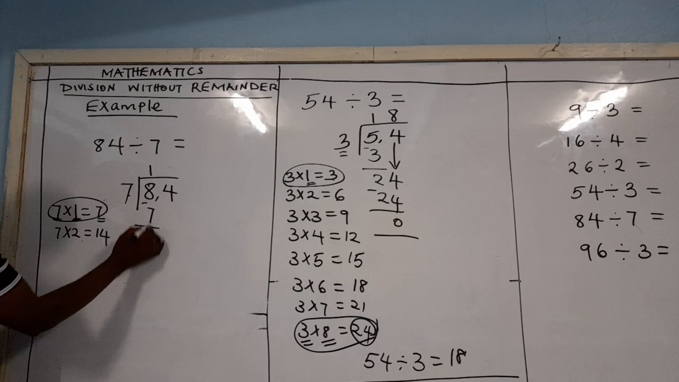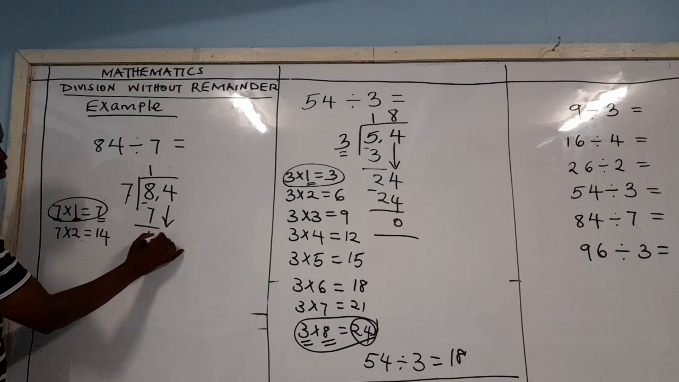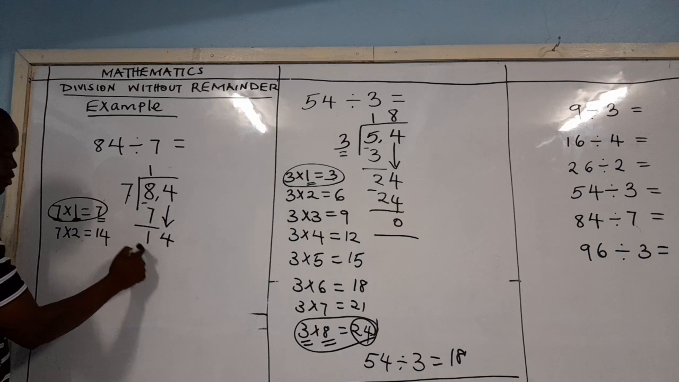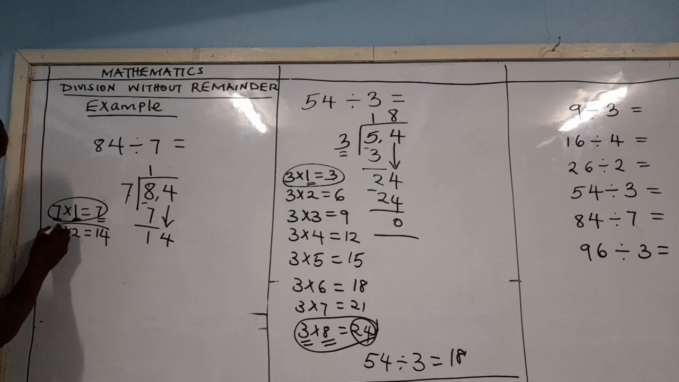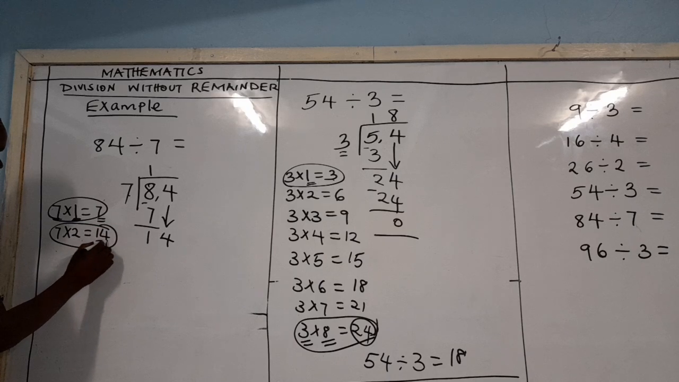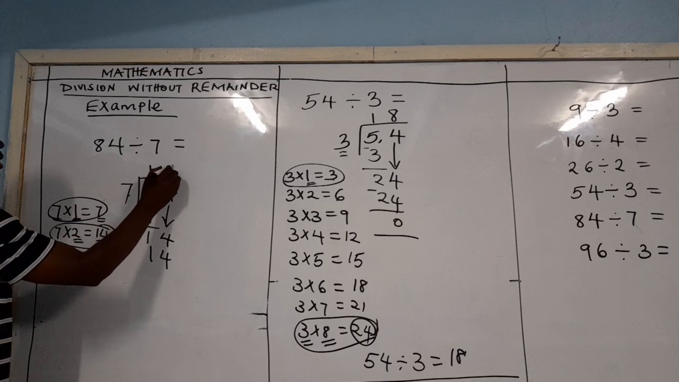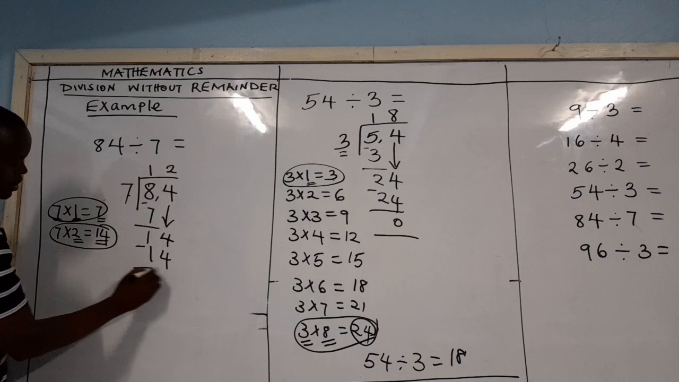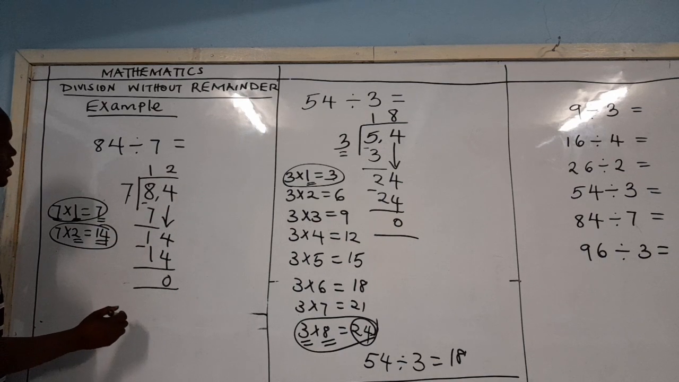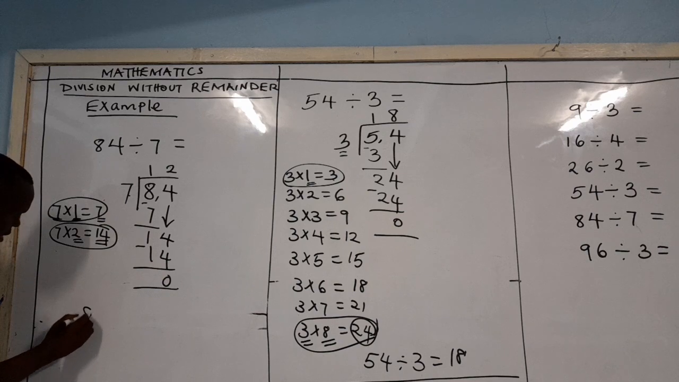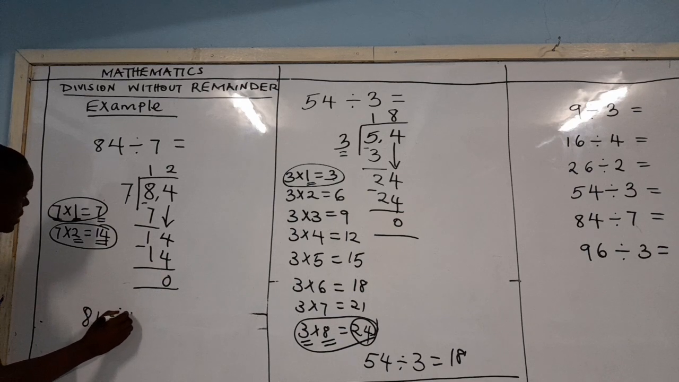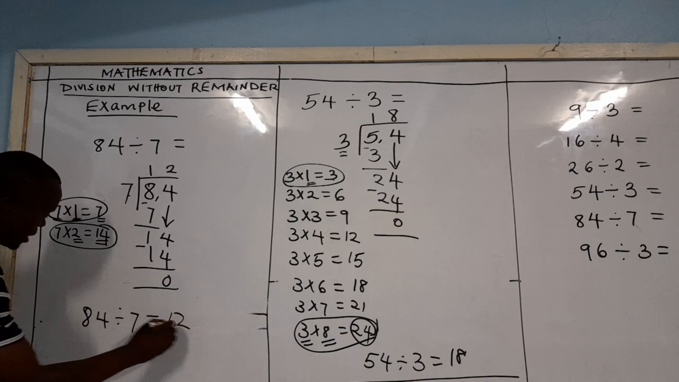So take away this one, you get 1, then drop the 4, you get a new number formed here which is 14. Luckily enough, we worked it out here. So 14, we write it down here. Then this 2 is what we write at the top. Then take away this one, you get a 0 here. So meaning that 84 divided by 7, the answer is 12.